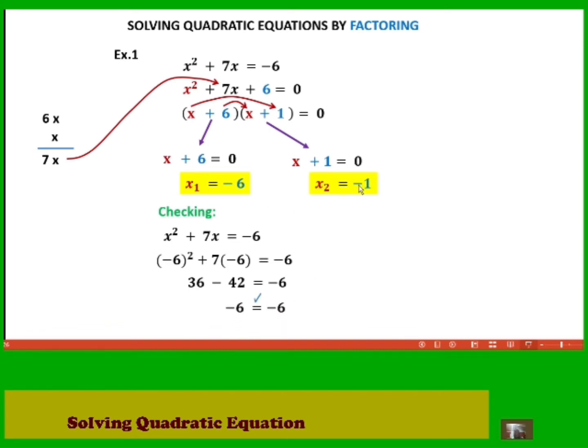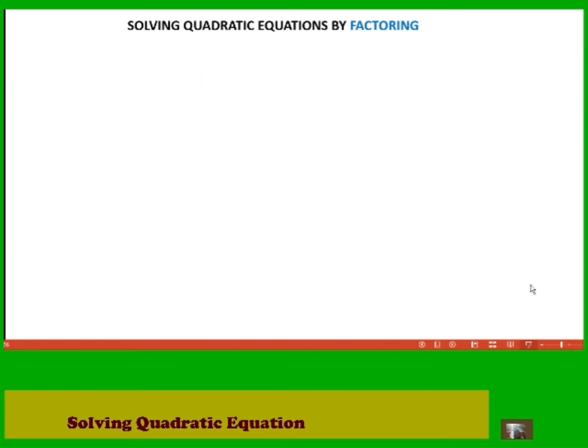If x is negative 1, substitute in the original equation. So negative 1 squared plus 7 times negative 1 equals negative 6. Negative 1 squared is 1. 7 times negative 1 is negative 7. Combined, this is negative 6, equal to the right side of the equation.